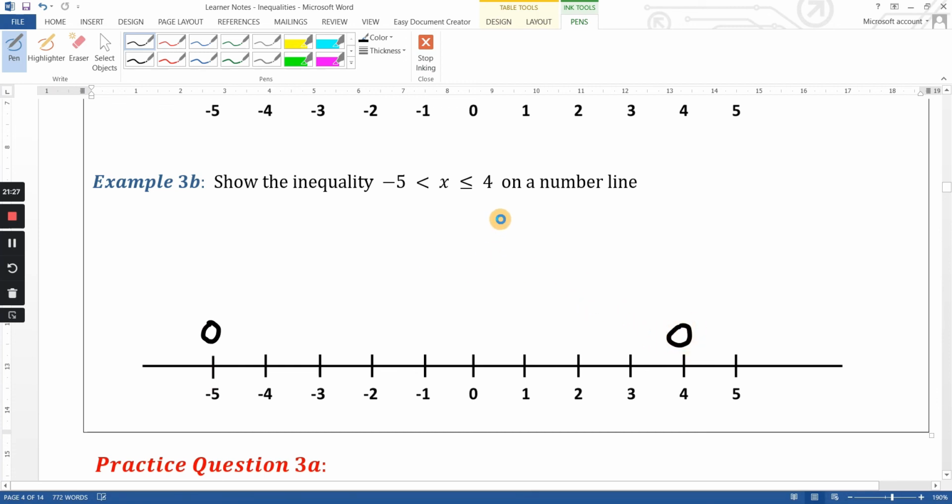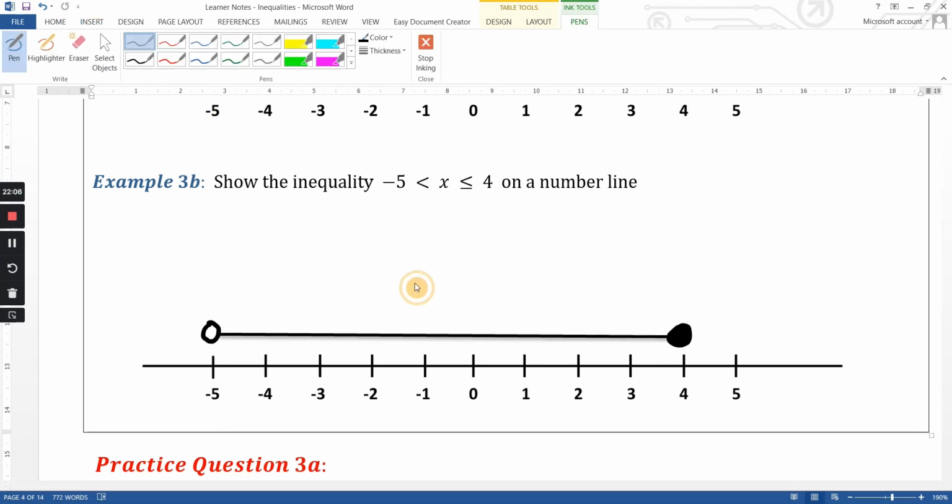Okay, which one is included? So minus 5 is not included, so that's empty. 4 is included, so that's filled in, so let's colour that in. Okay, and you just draw a line between them because all my values of x are between those two numbers. Yeah, something like that. So obviously you guys use a pencil and a ruler.